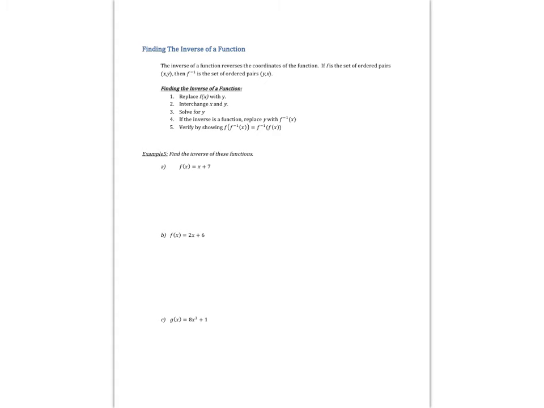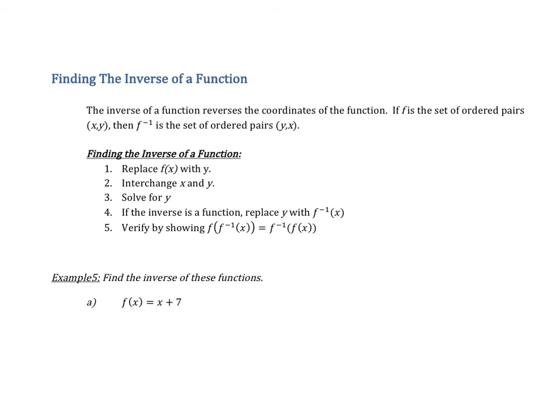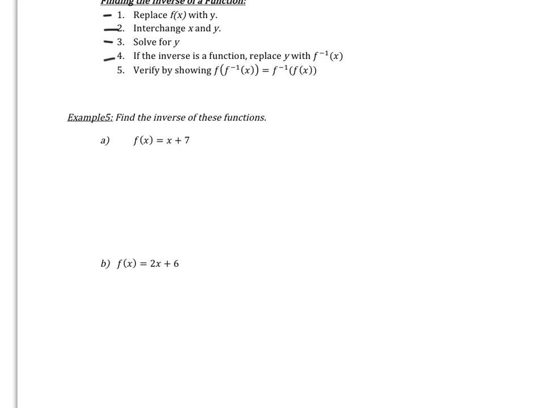But what if we want to find the inverse? In the last ones, we just said these are inverses. Well, now we want to figure out what the inverse is. So here's the steps. An inverse just takes the x and y and flips them. Okay, it's making the input an output. So we're going to start by replacing f of x with y. Then we're going to interchange or switch the x and y, solve for y, and if it's an inverse, we just write it as the inverse of f, and then we can test it out. All right, so let's do that.